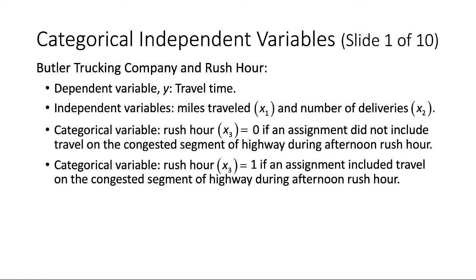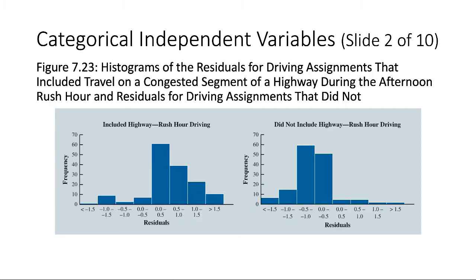x3 equal to 1 if the driving assignment included travel on the highway during rush hour. Will this dummy variable add valuable information to our current regression model for the trucking company? Using the Excel chart tools, we can create a frequency distribution and a histogram of residuals to help us make an initial assessment. We first create a histogram for driving assignments that included highway rush hour driving. And then we create another histogram to represent the residuals for driving assignments that did not include highway rush hour driving.